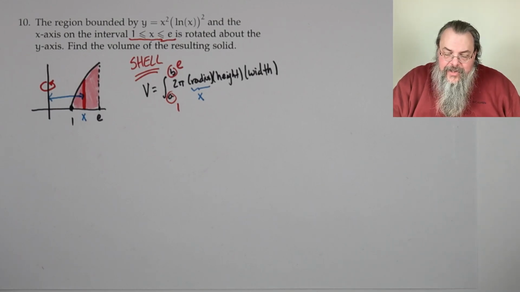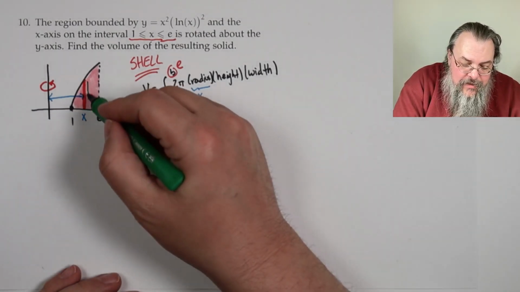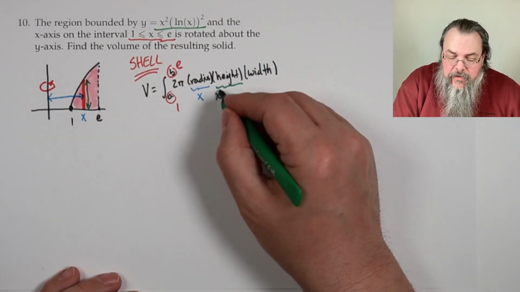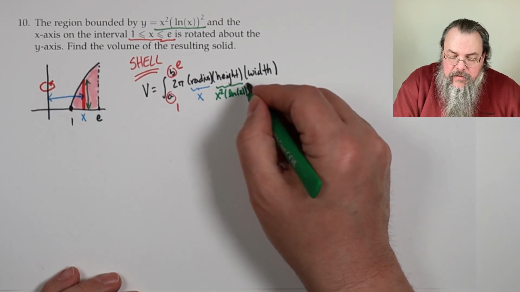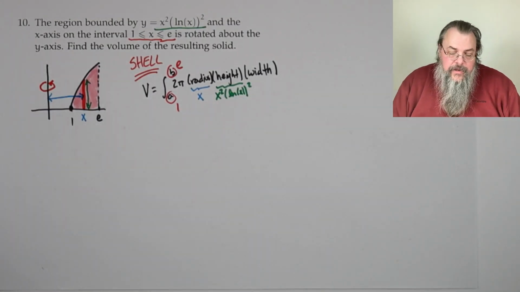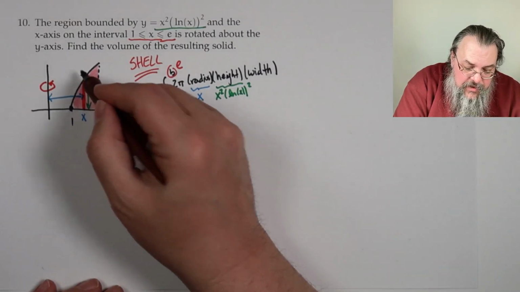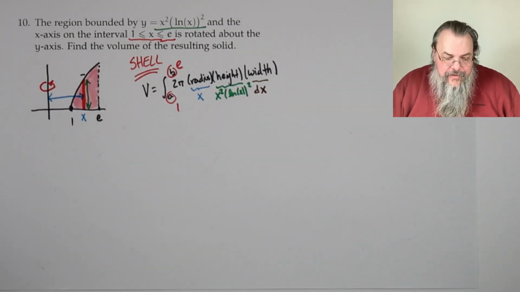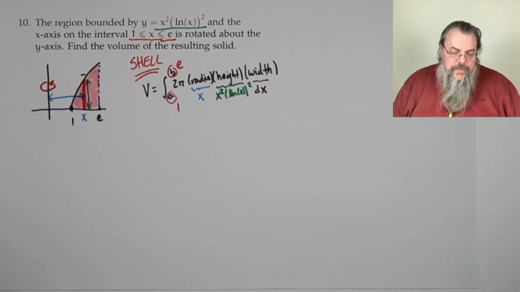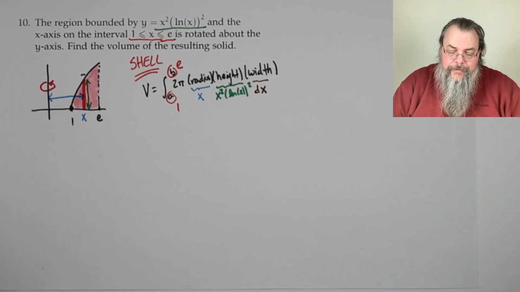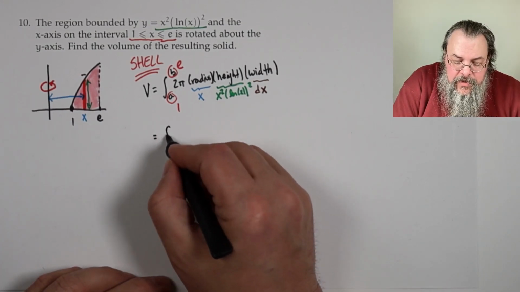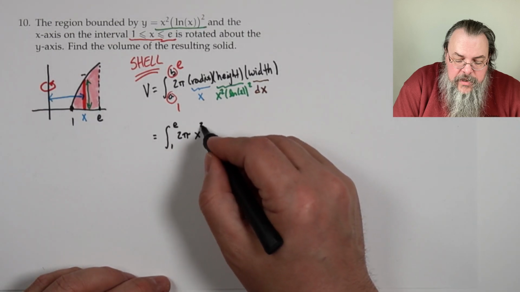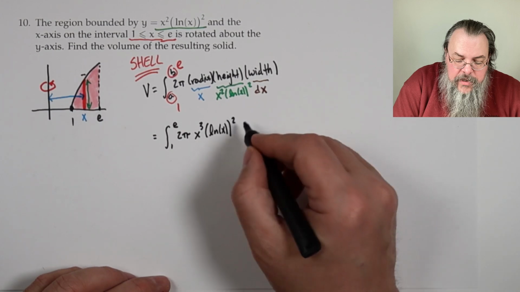Now, what about the height? Well, the height is this segment here, which comes from the function. So, this is natural log of x squared. And the width, well, that's just the small piece here, and that is your dx. All right, so there we go. Those are all our pieces. We figured it out, and now we're just going to put it all together and see what we have. Okay, so we have the integral from 1 to e of 2 pi x cubed natural log of x squared dx.